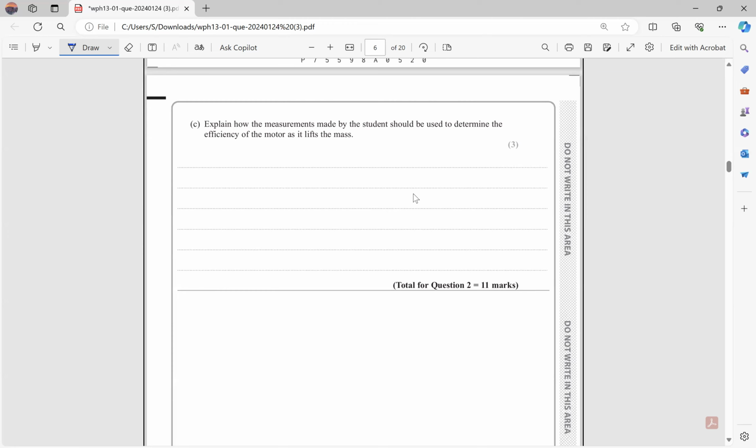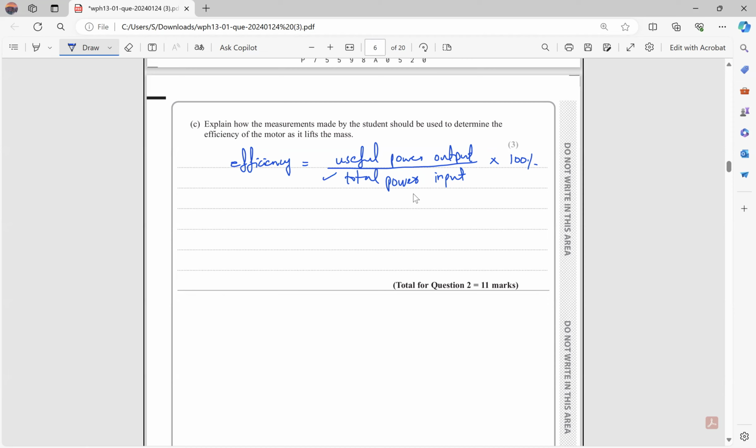Now, at the start, we discussed the formula of efficiency. We said efficiency equals useful power output over total power input, times 100%, right?